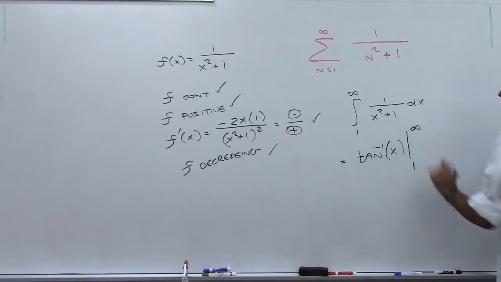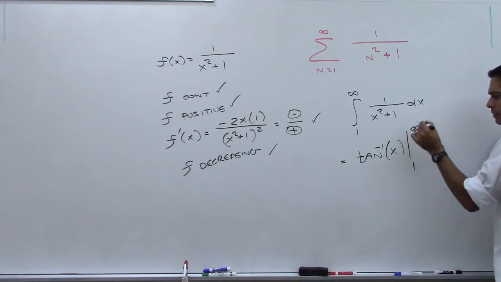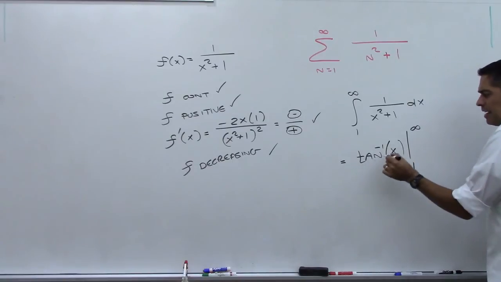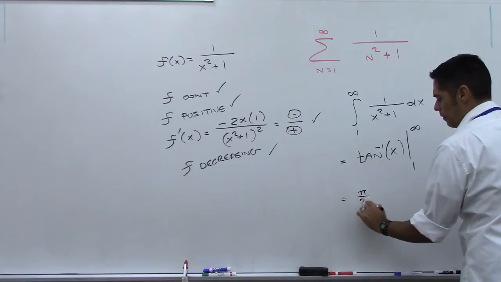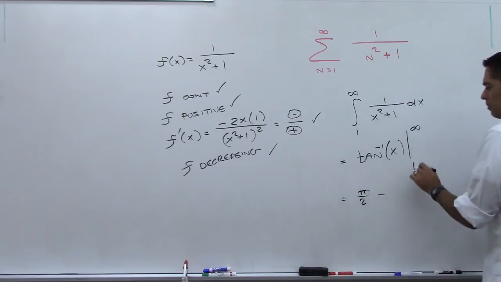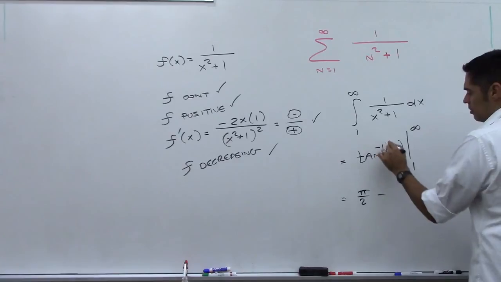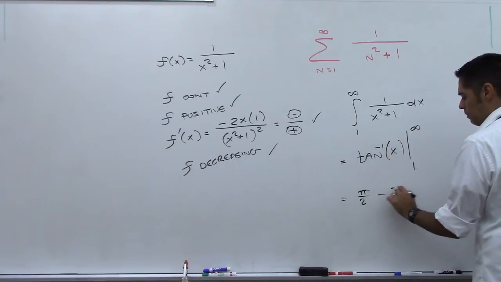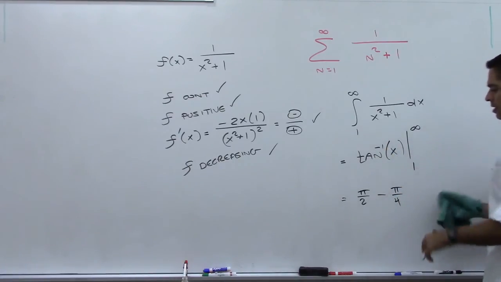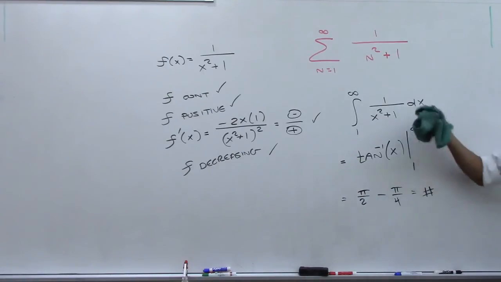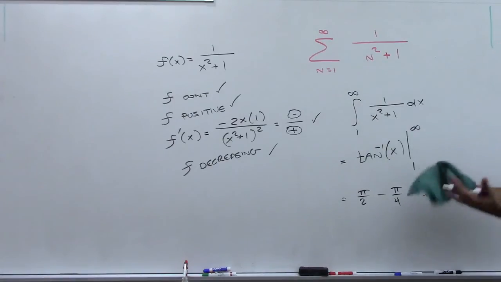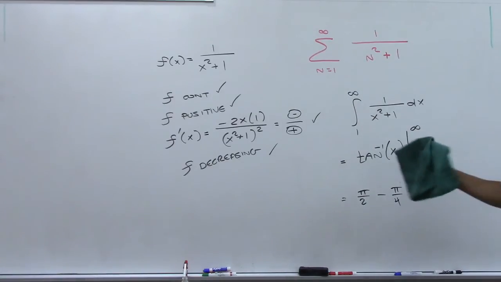1 to infinity. Now I need to set up a limit, but because I'm just quickly sketching this out for you, let's just think about this. If I plug in infinity, the arctangent of infinity, remember we've done this a lot, is pi over 2. And then minus what we get when we plug in 1, so tangent inverse of 1 is pi over 4. But the most important thing is that this is a number, and that converges. So this integral converges means that converges. So it worked. Okay?